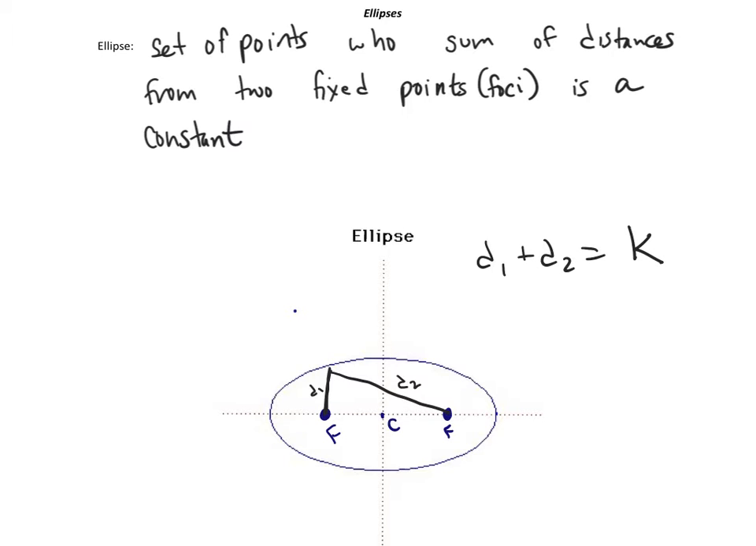Well, if I take another point on this ellipse, let's say I take this point way over here, then this distance here, we'll call it D3, and this distance here, D4, well, D3 plus D4 would equal that same constant. So the sum of the distances from these two fixed points to the edge of the ellipse is always a constant. Ironically, we really don't care what that constant is, we just know it is the same for any of these sum distances.